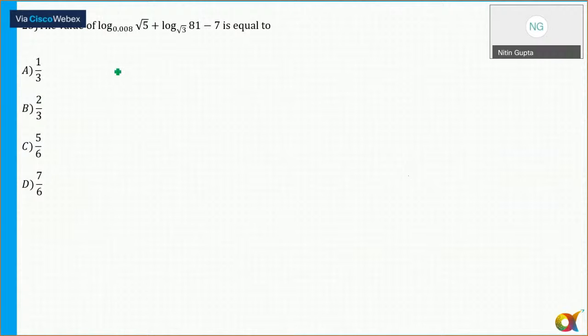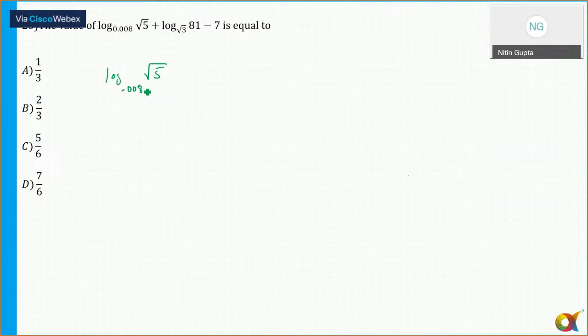First one, log of root 5 to the base 0.008. This is what I need to solve. Okay, log of root 5 to the base 0.008 here. So what is this 0.008? If you observe, there are several ways here, but I can say 0.008 is equal to how much?